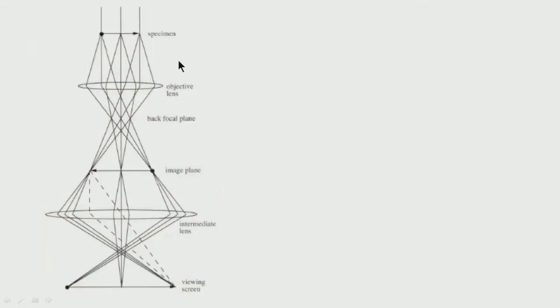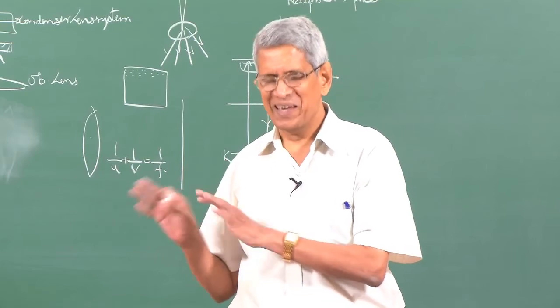The rest, because we considered up to the objective lens. From the objective lens, there is a back focal plane where we have a diffraction pattern, and at the image plane we have another type of information, the image of the object. Here it is the diffraction of the object which we are getting. Diffraction also contains some information about the object. You can say that both of them are giving information about the object, but in different ways.